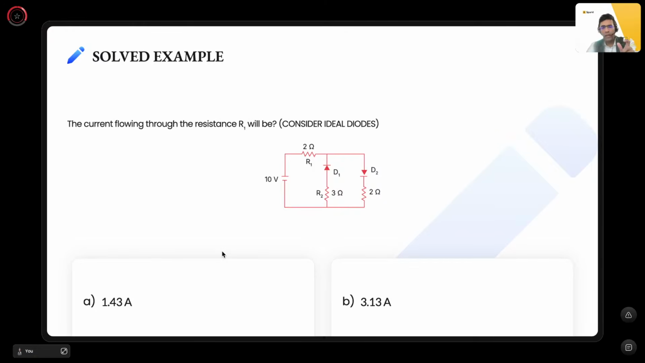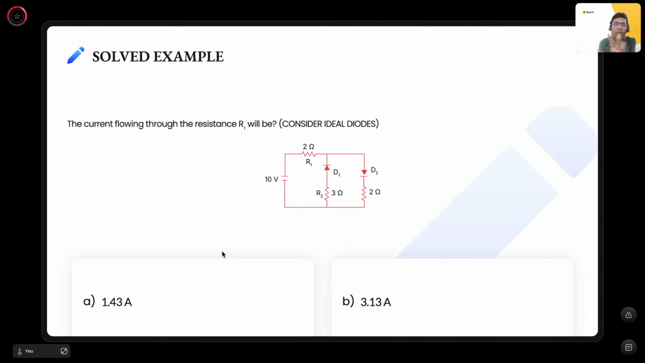So there are usually two questions from this chapter. So one question will be from the diode, it's for sure, and another will be from the logic gates. All right. So you have to do both of them compulsorily. So this is again an easy question.